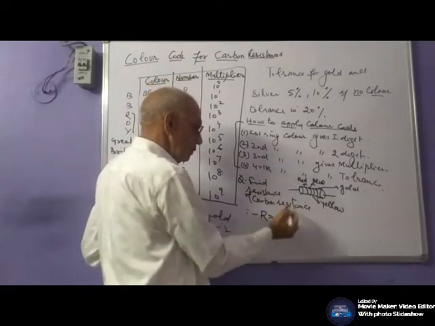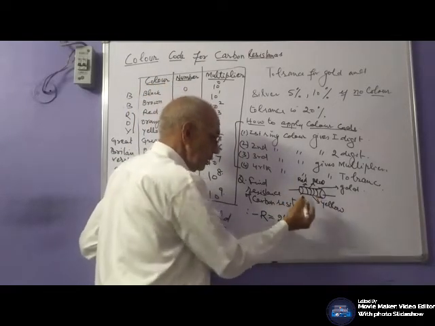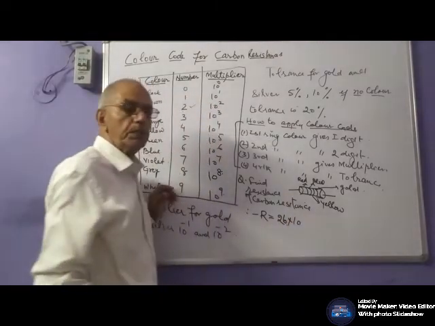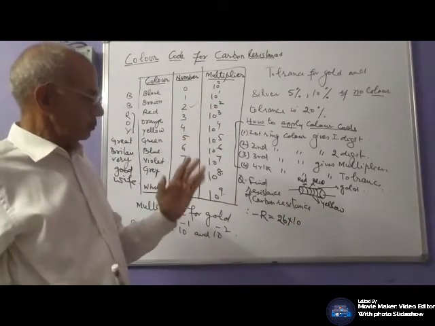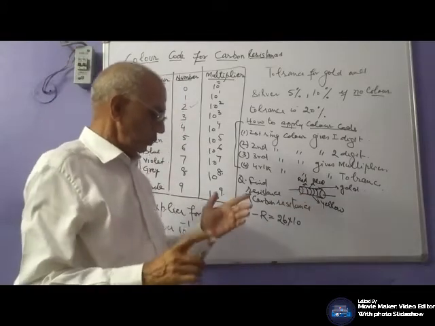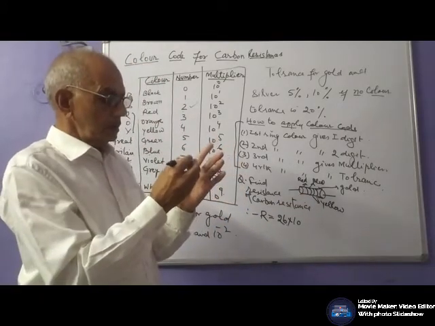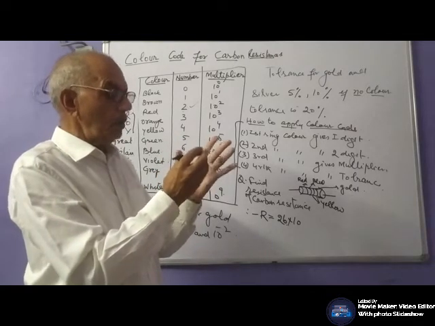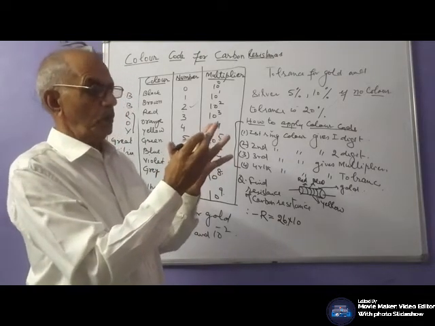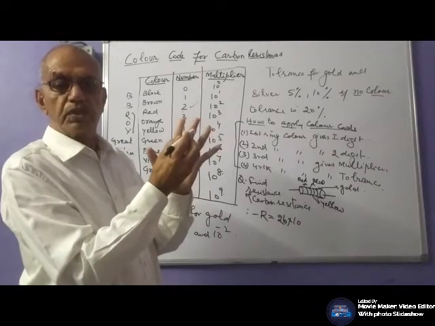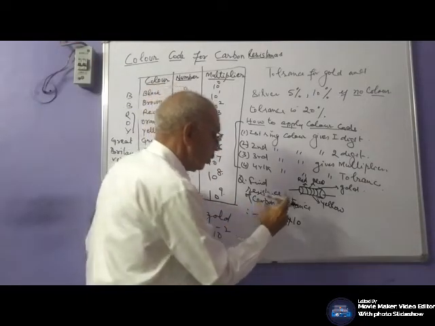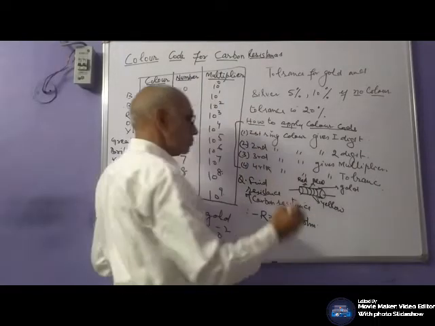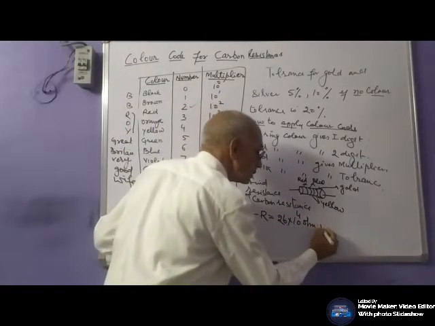First ring color gives first digit. Second ring color gives second digit. Third ring color will give multiplier. Yellow. B, Roy, R, O, Y. Yellow is fifth; starting from 0 it is 4. 10 to the power 4 ohm. Plus minus.